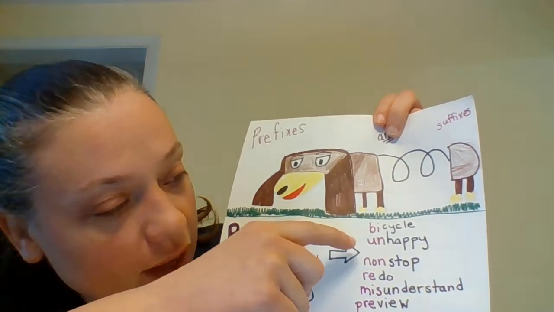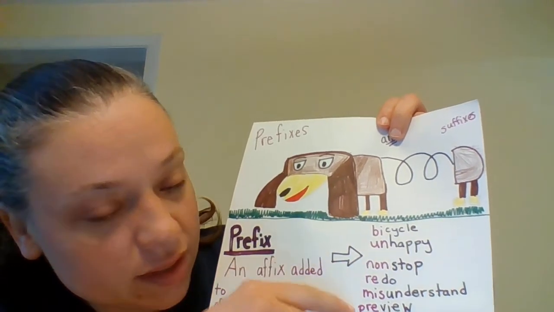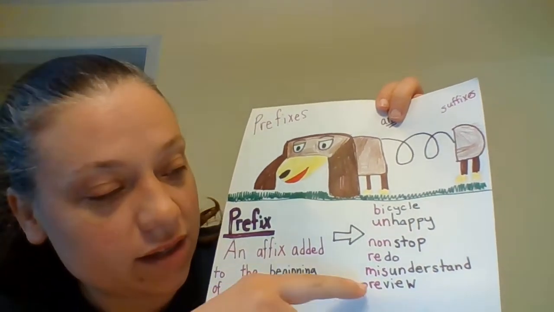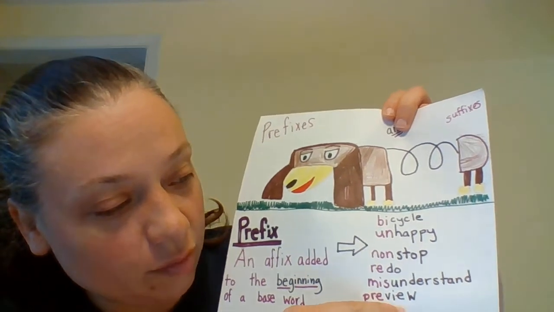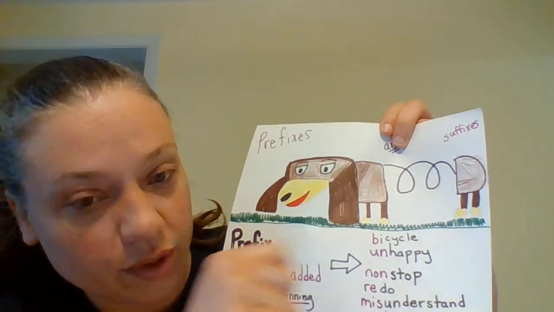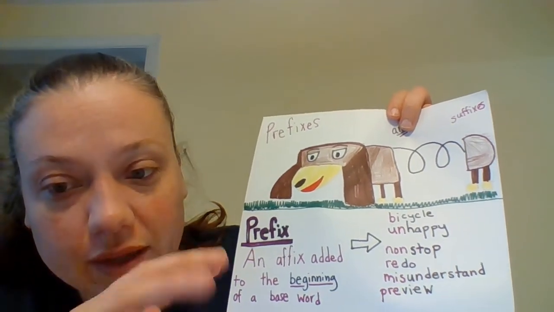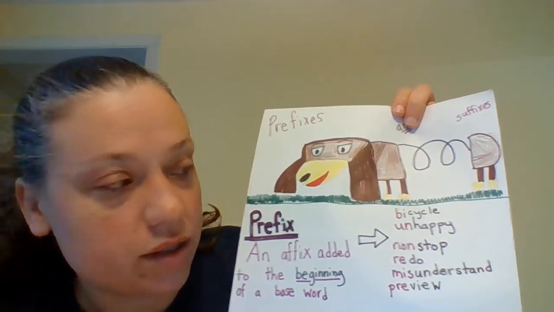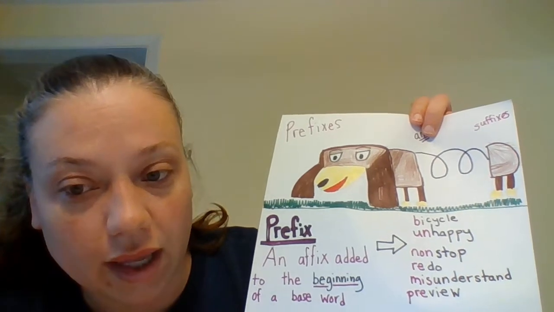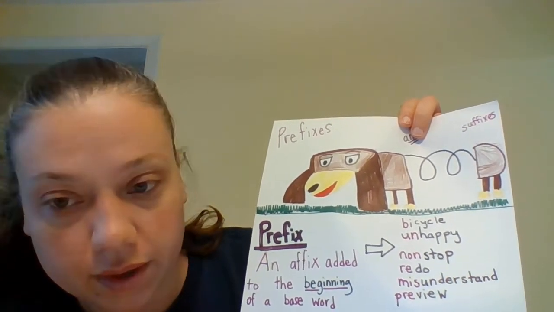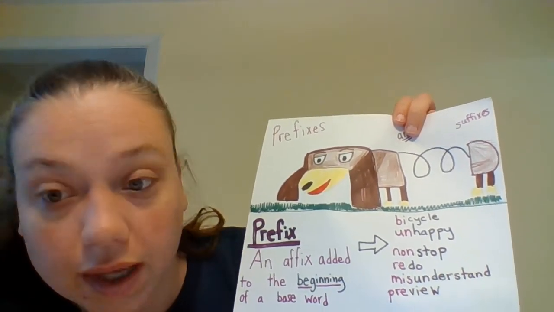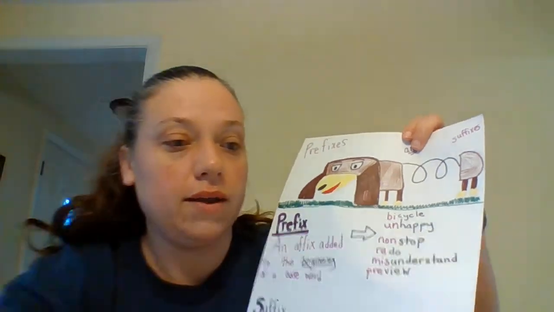But basically, you have bi, un, non, re, mis, and pre. They're added to the beginning of the word, and then the words in black are what we call your base words, or your root words. So we'll be using base words and root words interchangeably. Just remember, a prefix, so an affix, is added to the beginning of the word. Affix is just a fancy name for a couple letters.